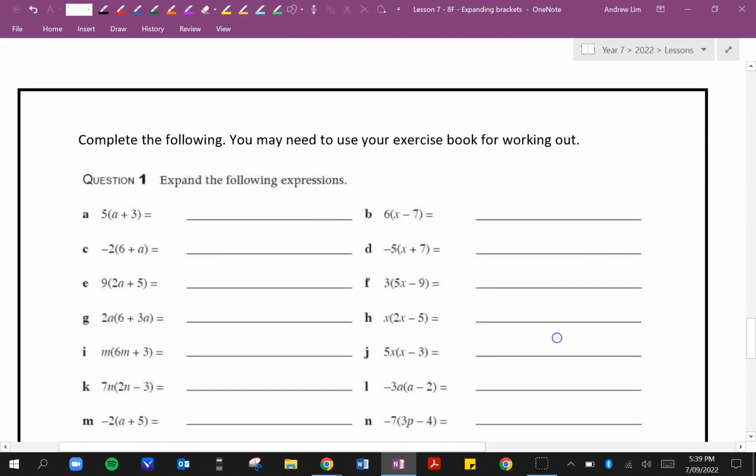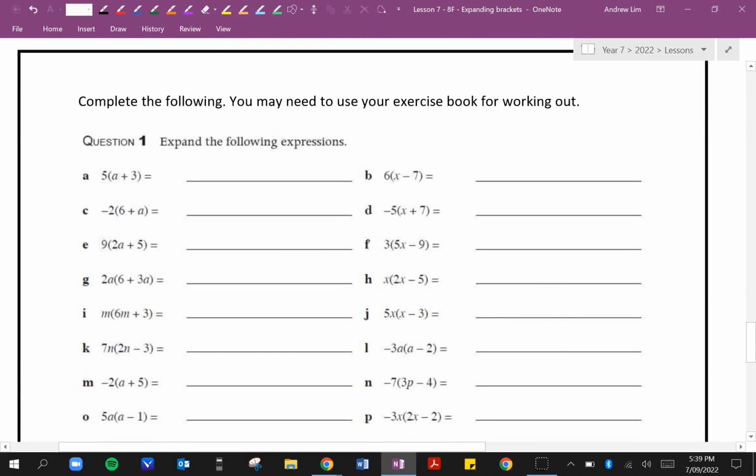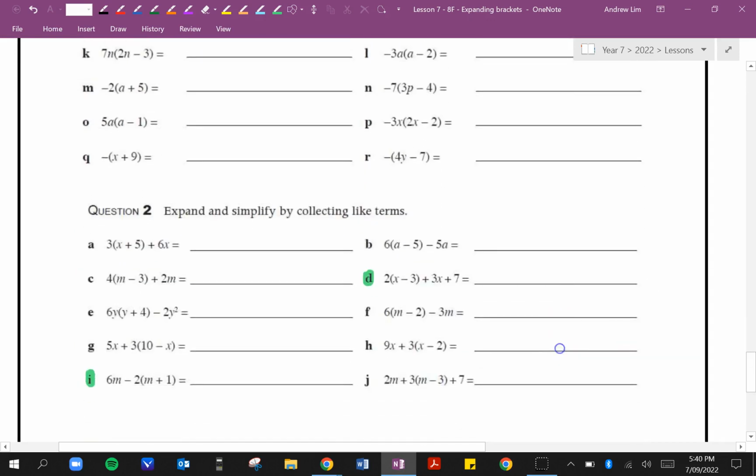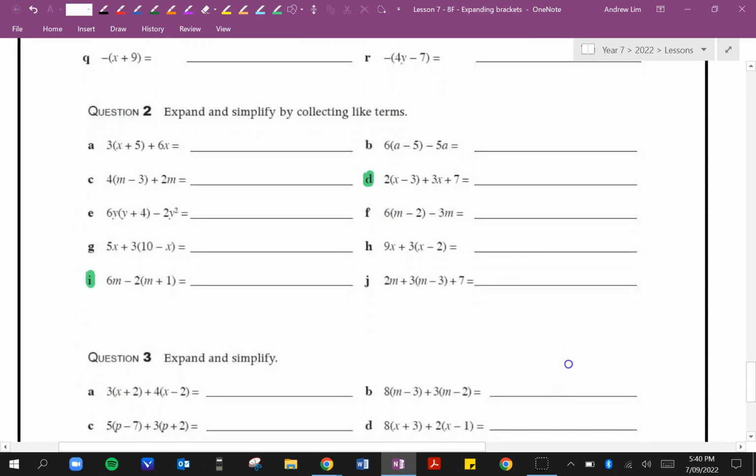Alright, so now I've got a worksheet for you that I'd like you to work on. So I'd like you to use the remainder of this lesson to practice these questions. But there is a couple of questions that I want to go through, and I've highlighted them here.